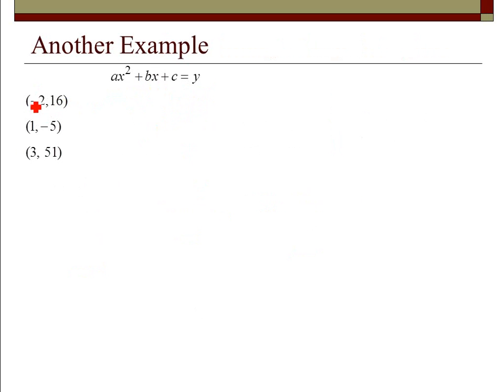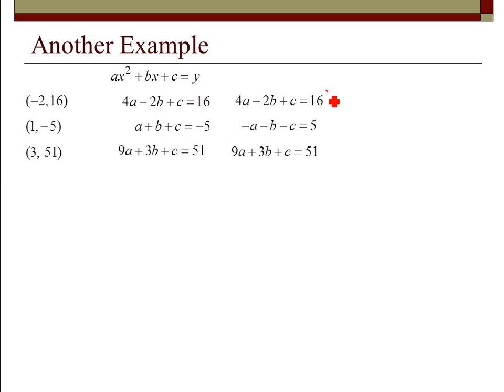So again, -2 squared is 4. So I got 4a. -2 times b is -2b plus c equals 16. Plugging in 1, I just get a plus b plus c is equal to -5. Plug in 3. 3 squared is 9, so we get 9a plus 3 times b plus c is equal to 51. Again, I'm going to take this middle equation and change its signs.